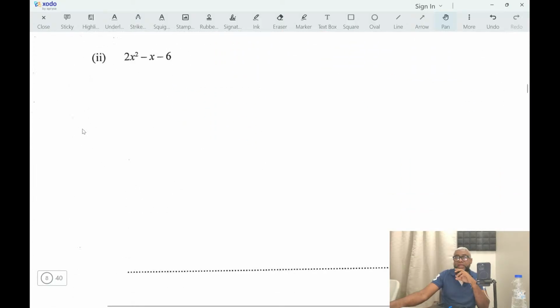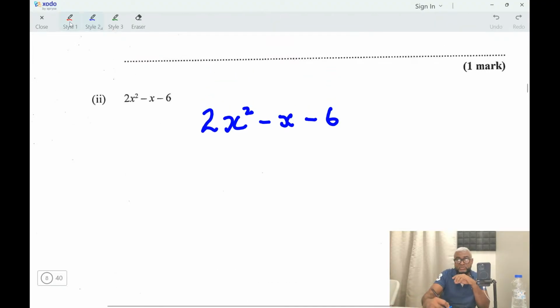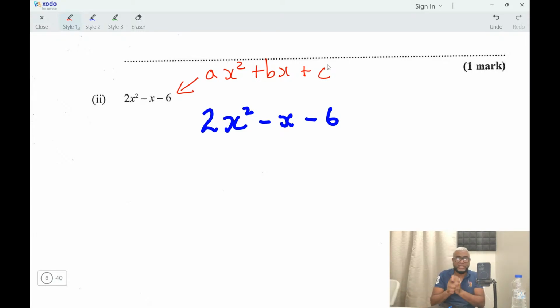Scrolling down. We want to do a quadratic factorization, a question that gives so many people trouble in Trinidad and Tobago and the Caribbean by extension, right? So this is my quadratic. For those who can't remember, a quadratic is of the form ax squared plus bx plus c, right? ax squared plus bx plus c. This is in quadratic form.